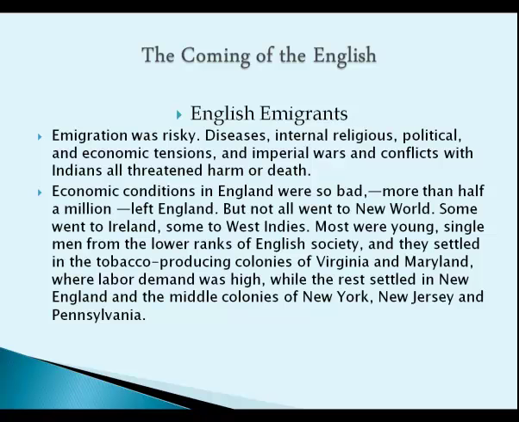Some went to the West Indies, and they were mostly the young single men, and they were mostly from the lower ranks of society. And they settled in the tobacco-producing colonies of Virginia and Maryland. Labor was in very high demand because there's so much land and just not enough people to work it. A lot of them settled in New England, and the middle colonies are what we call the bread colonies of New York, New Jersey, and Pennsylvania.